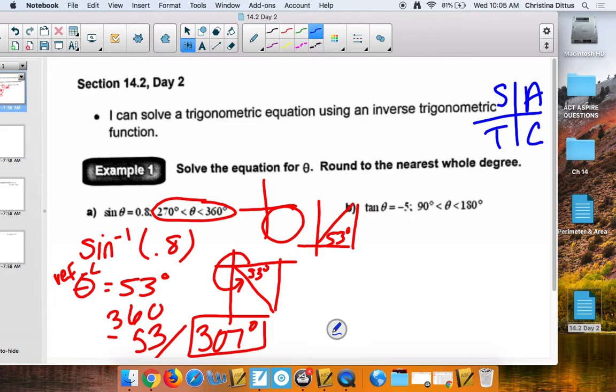Alright. B. I want the tangent of an angle to be -5. How can I figure out what my reference angle is? Use our inverse. Good. So I'm going to type in my calculator, inverse tangent of -5, and it's going to spit out something.